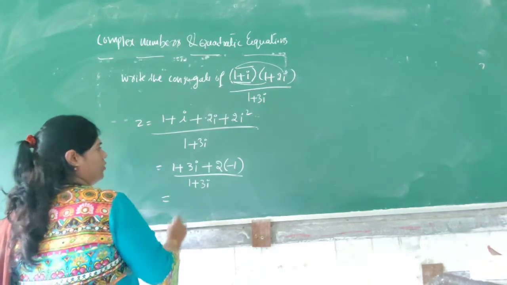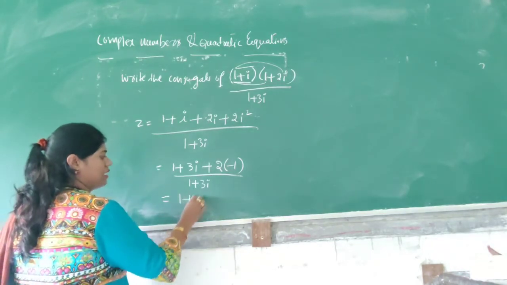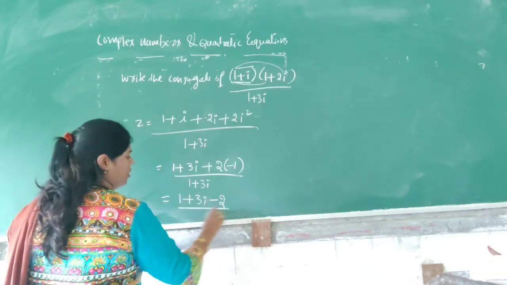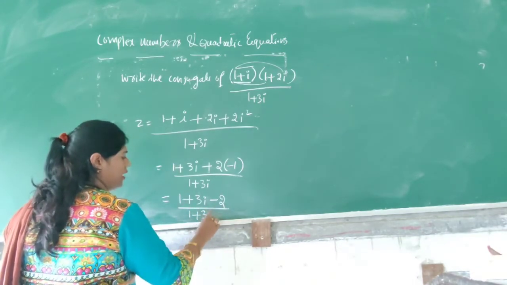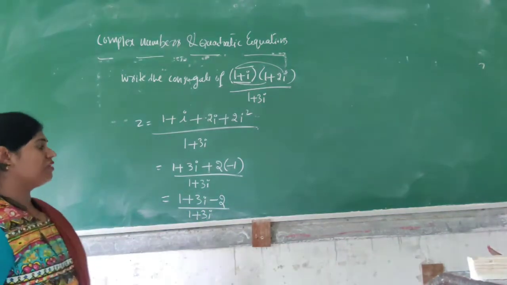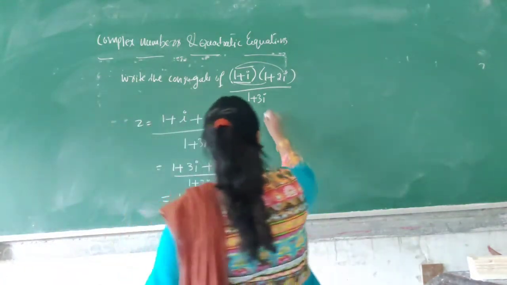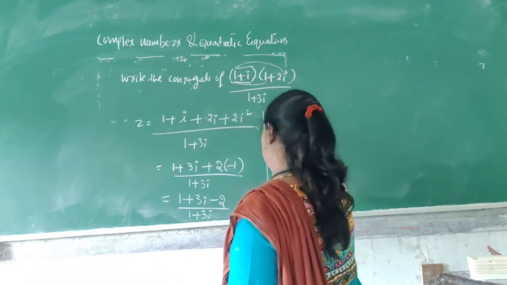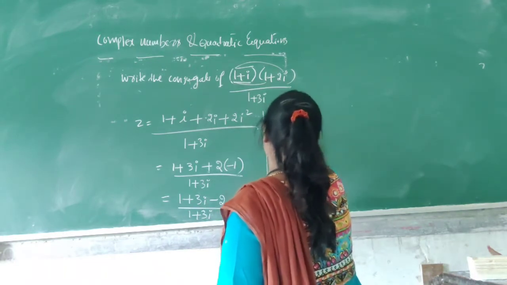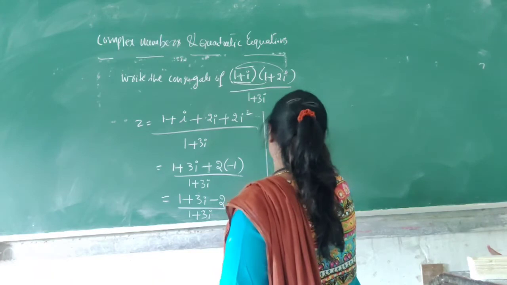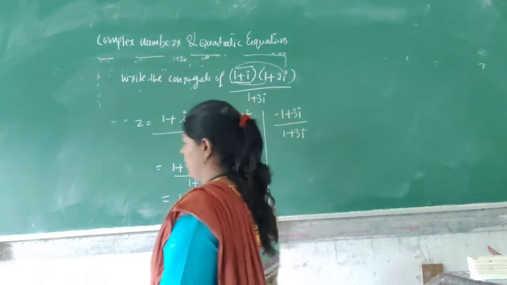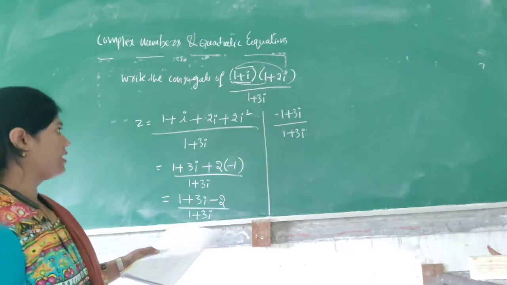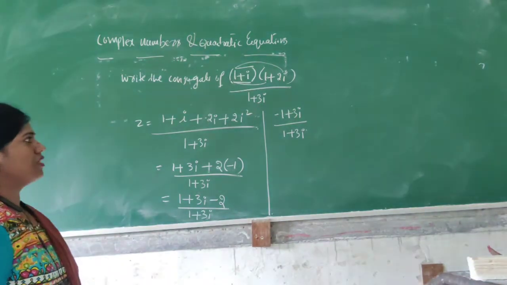So 1 plus 3i minus 2. 1 minus 2 is what? 1 minus 2 is minus 1, plus 3i. Minus 1 plus 3i divided by 1 plus 3i.